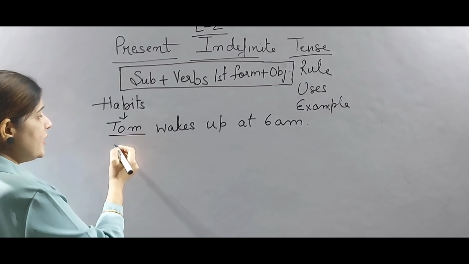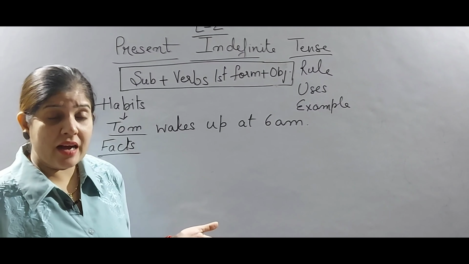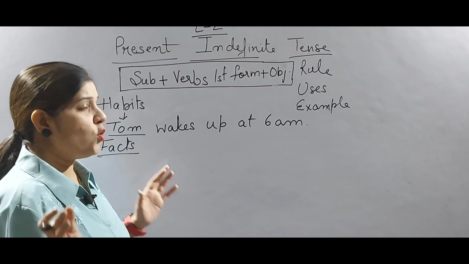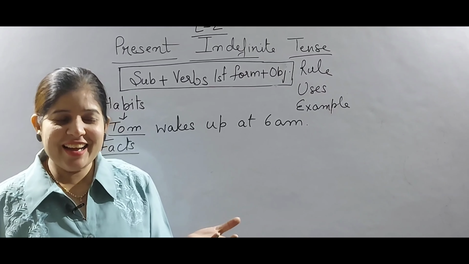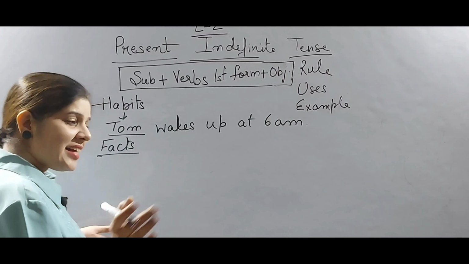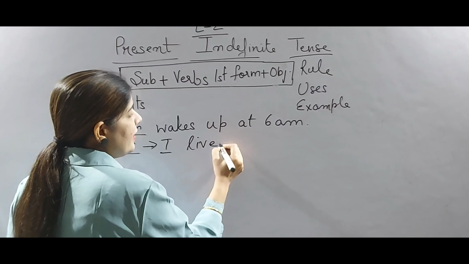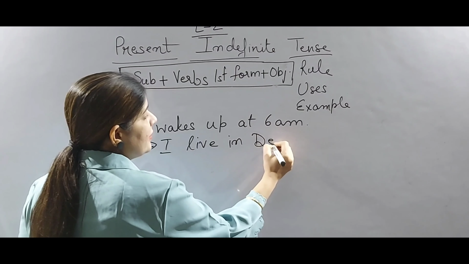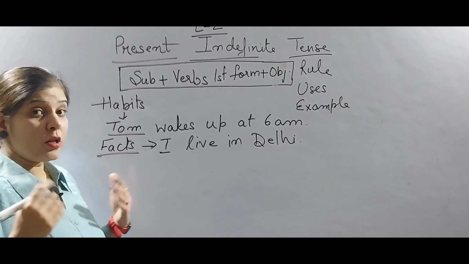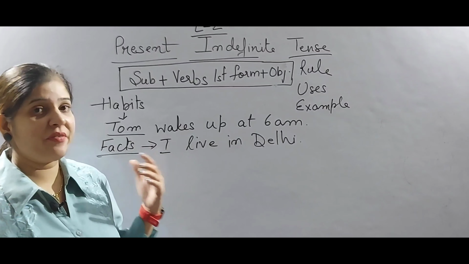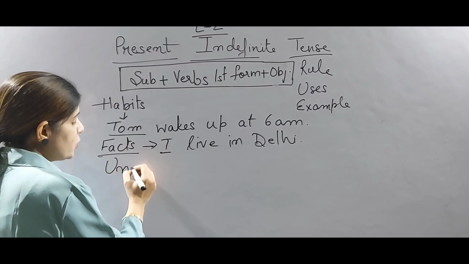Another use now. Another use is that it expresses facts. You know what facts are? The truths, right? So, I can say I live in Delhi. Where do I live? I live in Delhi. Yes, you are right. I live in Delhi. Right, students? Great. Present indefinite tense also expresses universal truths.